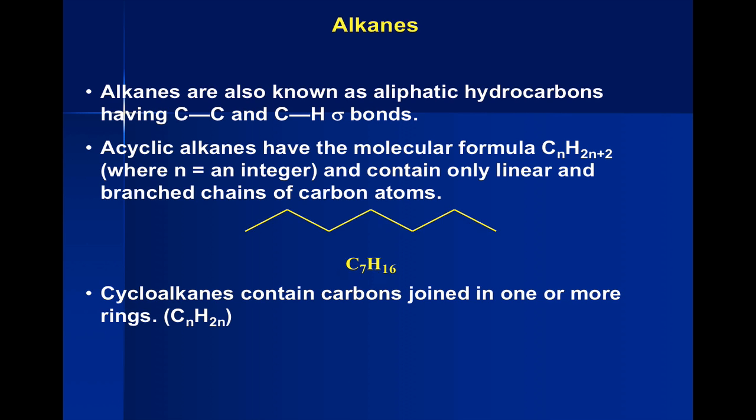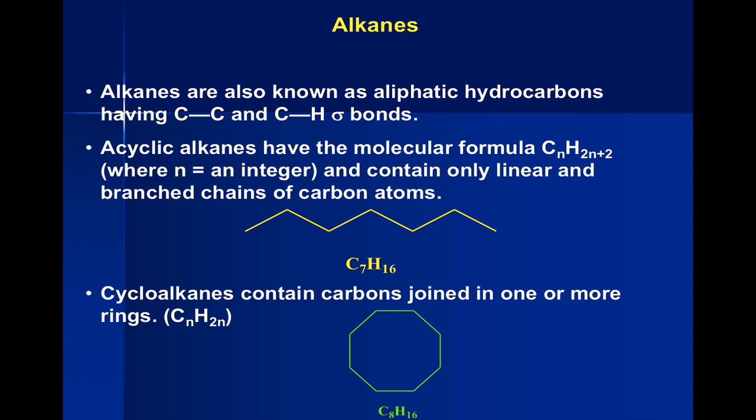But where does it get the name linear alkane? Because if we write it out, right, in condensed form, we would write it out in a linear fashion. That's where it gets the name. But it does have a zigzag shape to it. It's not truly linear, right? Cycloalkanes, these are going to be alkanes that are only carbon and hydrogen, obviously, and they're part of a ring or rings, okay?